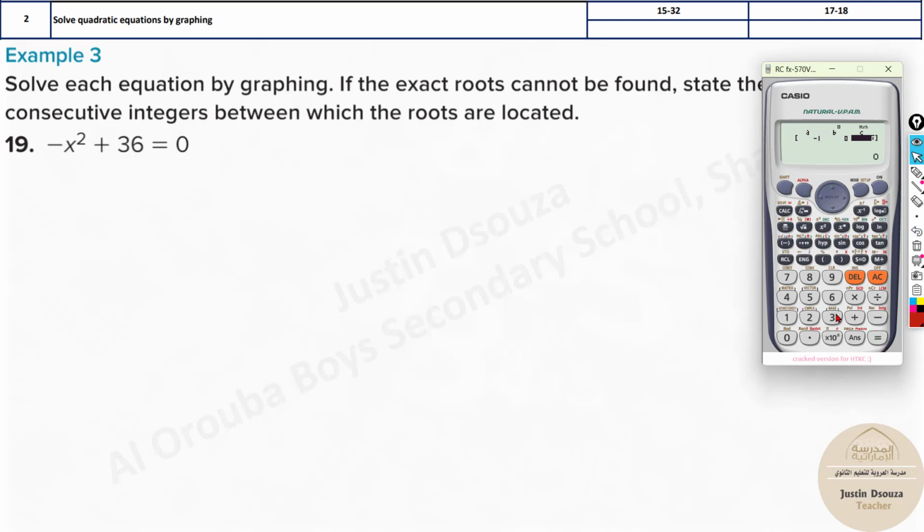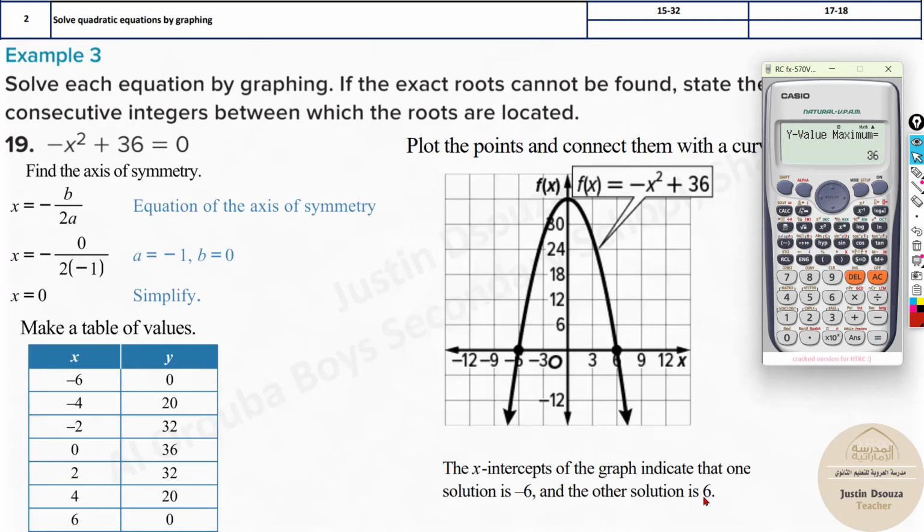And lastly, we have 36. If there is any term missing, just make sure you put a 0. And over here we have 6 minus 6. That's it. So the answers are 6 and minus 6.